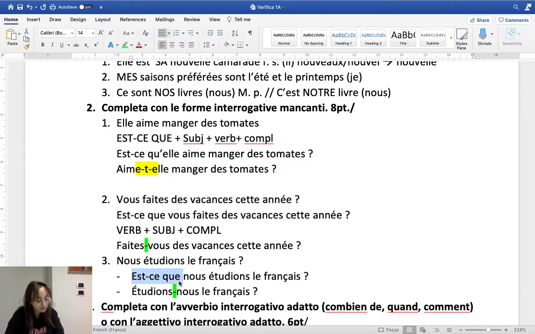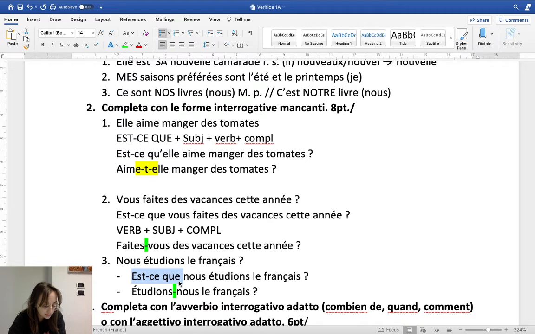So let's check the exercise 11, page 26. Transformez les phrases à la forme interrogative première et deuxième forme. Example. Number 1. Tu habites en France. Première forme. Tu habites en France? Est-ce que tu habites en France? Second one. Vous aimez écrire au tableau? Question mark. Est-ce que vous aimez écrire au tableau?